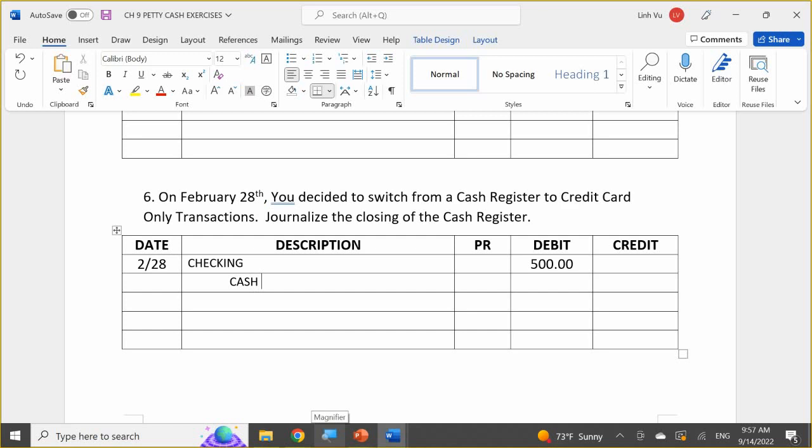So in this case, that's the huge difference here, because I'm taking money away from my cash register and I'm going to be putting that money into my checking account. So that's a huge difference that you need to know here.